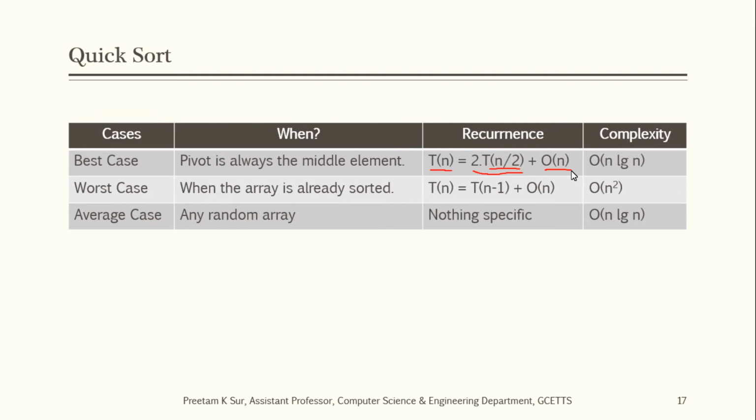So this is what the recurrence relation for the best case is, and if we solve this recurrence relation, we are going to get the time complexity of order of n log n. Now, for the worst case, quicksort performs worst when the array is already sorted in either way, whether it is sorted or inversely sorted. The worst case is going to happen.